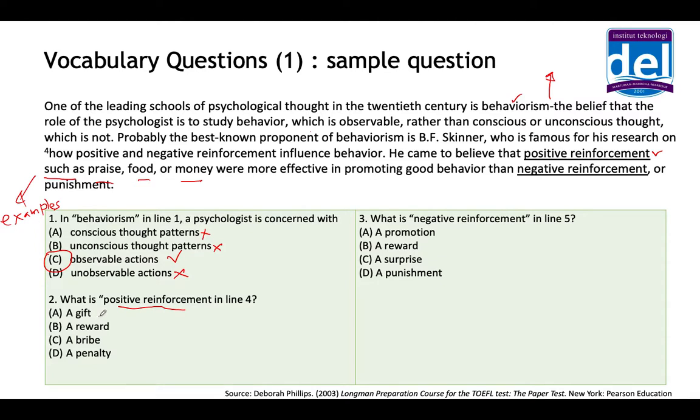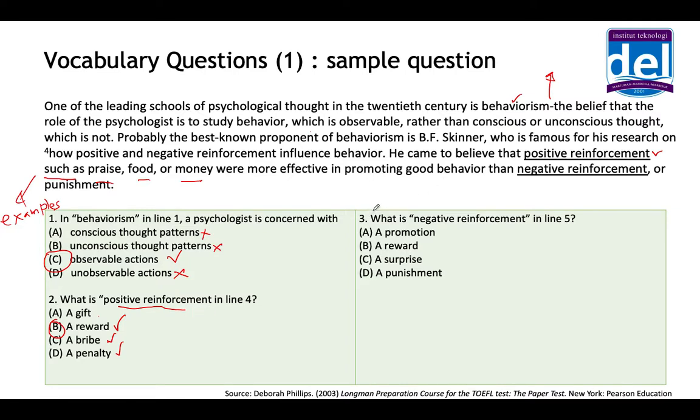Option A says it's a gift. Option B is a reward. Option C is a bribe. Option D is a penalty. We can always eliminate the most incorrect answers, that is a penalty and a bribe, because it says here it's positive. So the best answer for this question is a reward. That's what it means by positive reinforcement.